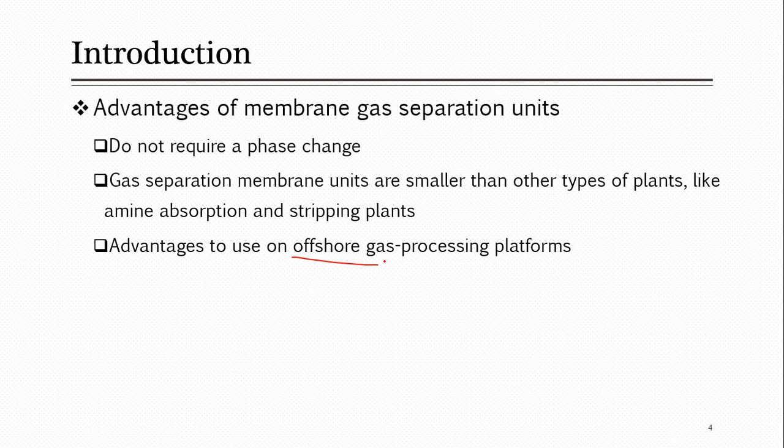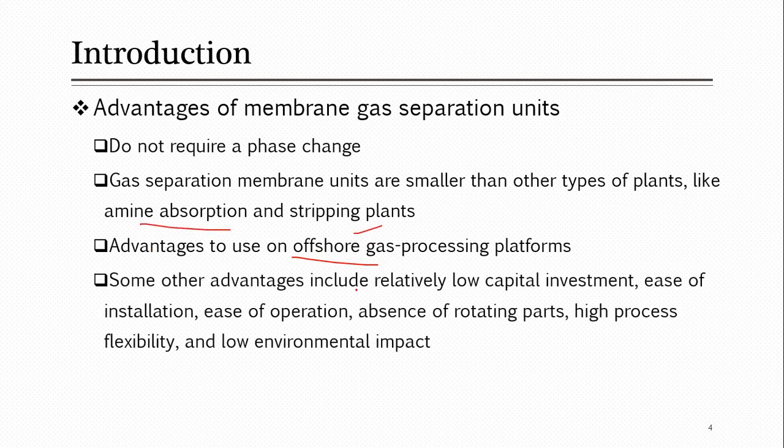So due to this, and also transportation cost will be added, there are various issues, and those need to be separated. The better option is to use membrane, because these are small scale plants as compared to other absorption and amine absorption stripping units, so you can use them even for offshore applications. Then there are some other advantages, like a relatively low capital cost as compared to the other units.